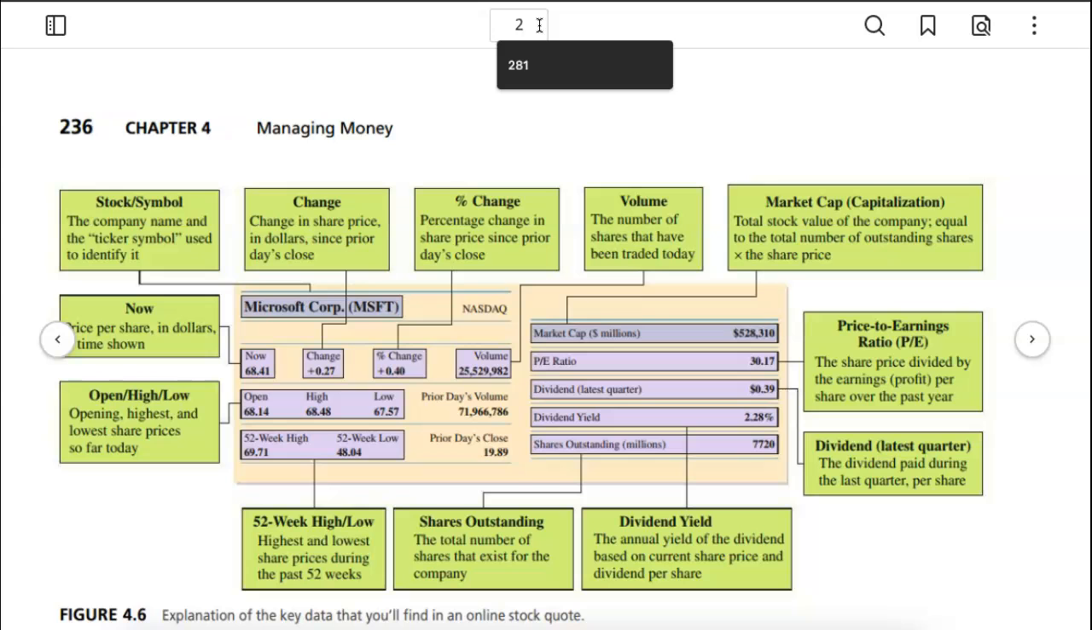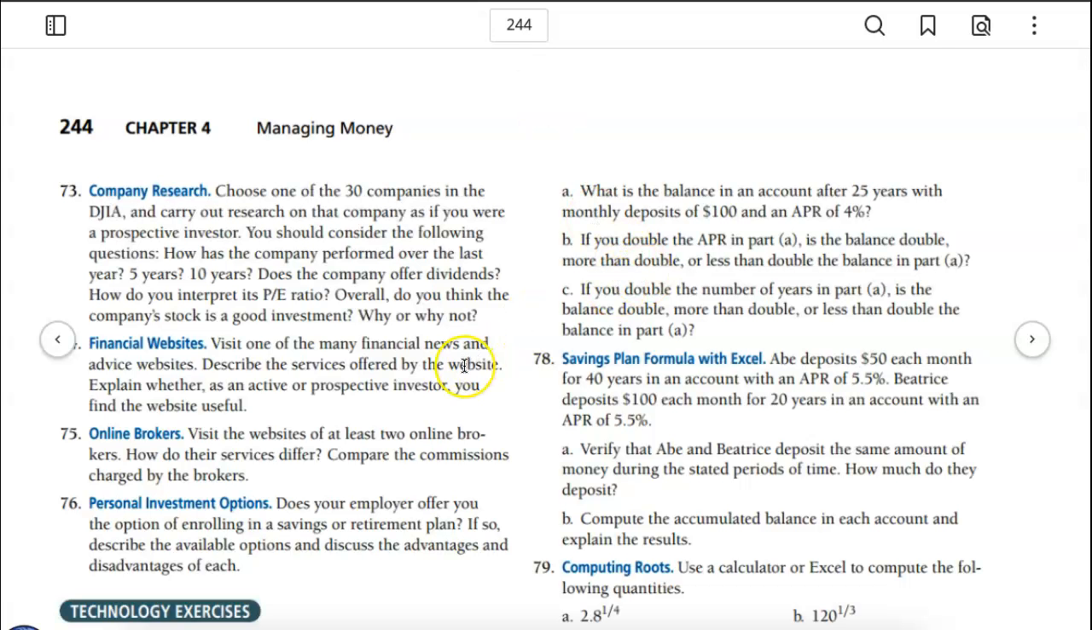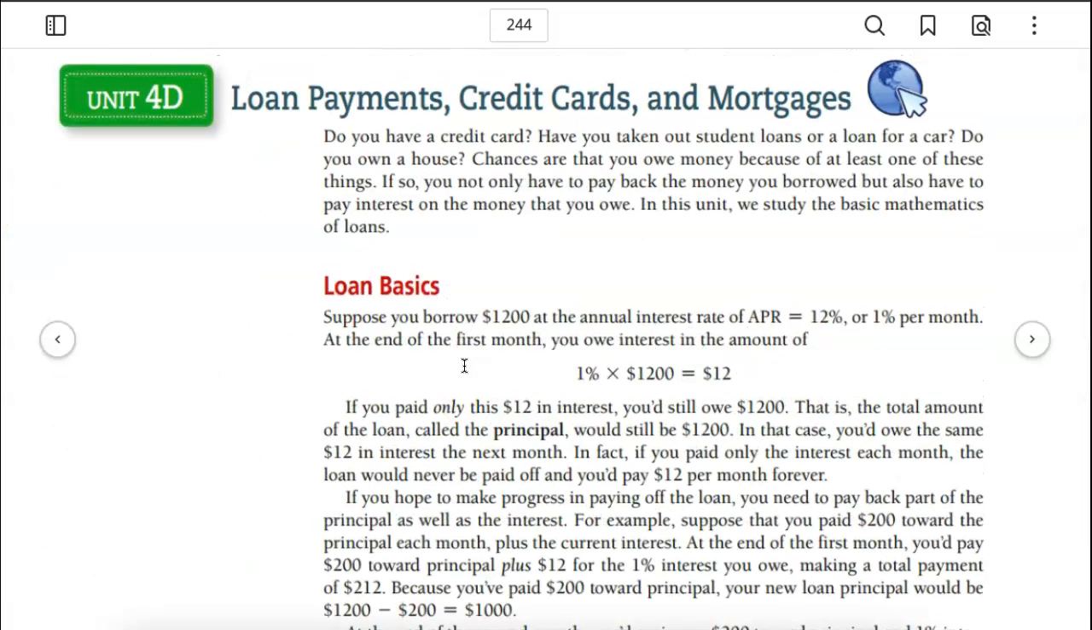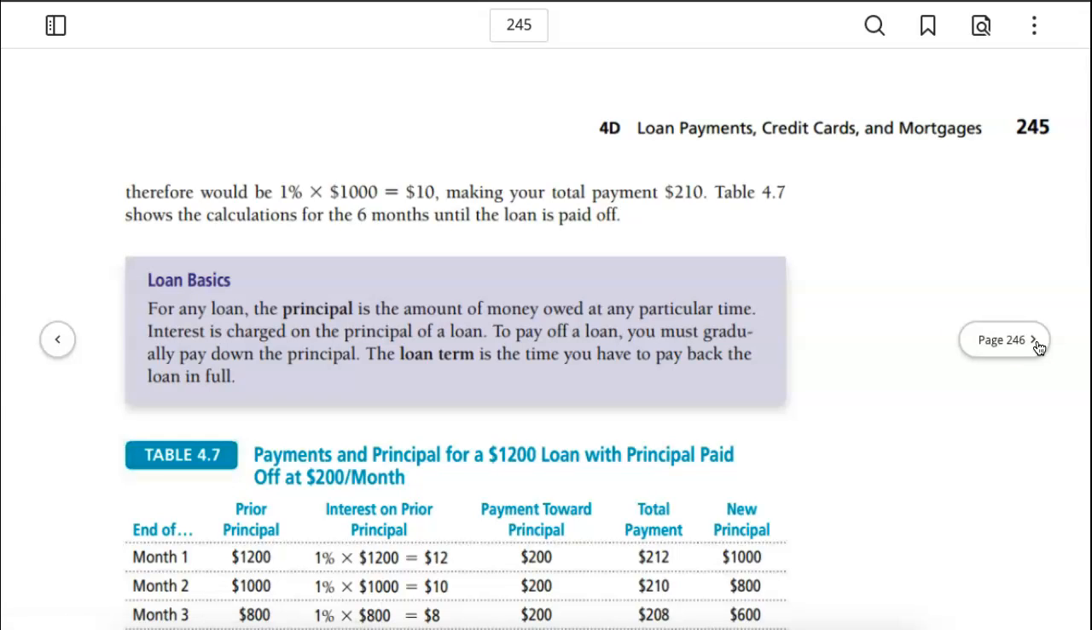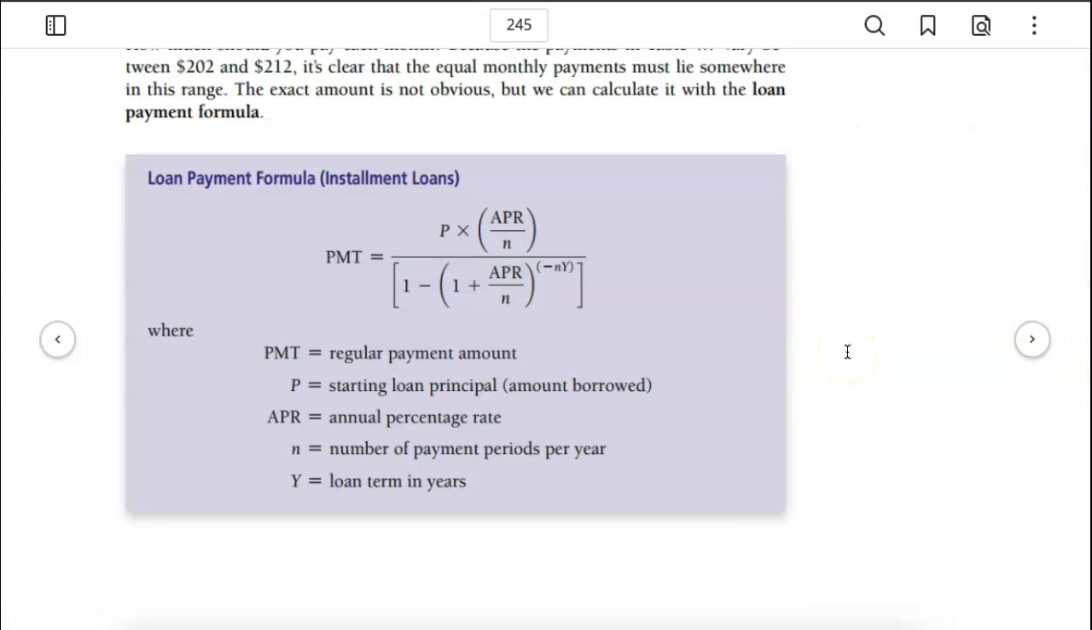On page 244, this is the beginning of the last section that we look at in chapter 4. Again, watch the video so that you get a good overview of this section, a little bit more depth than just this video. On page 245, you've got the formula that you're going to be working with this time, and this is to find the regular payment amount of a loan.